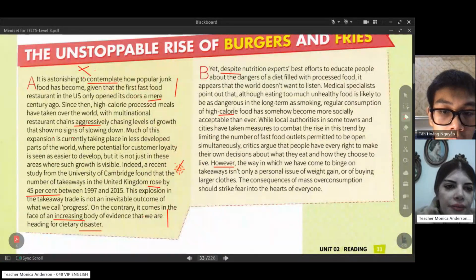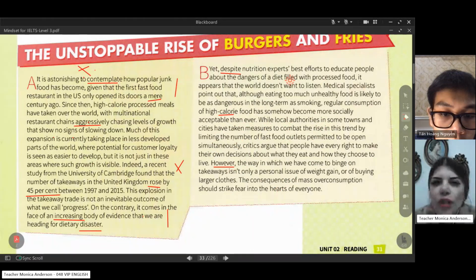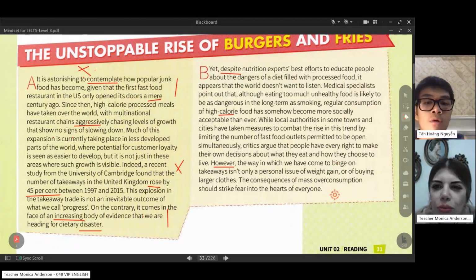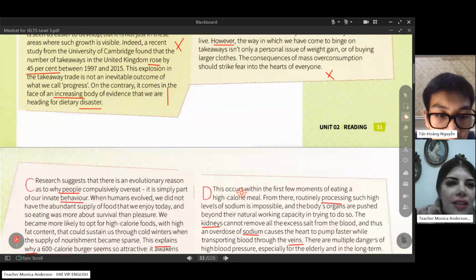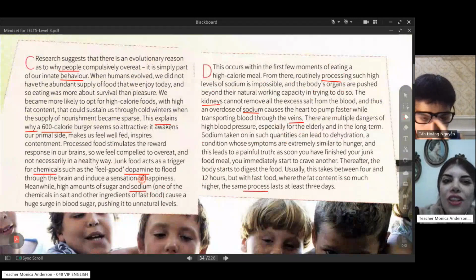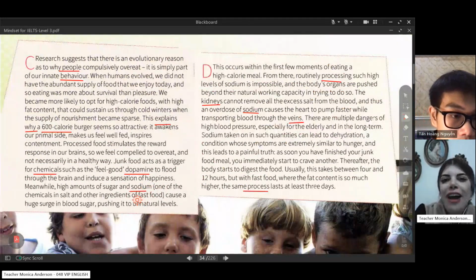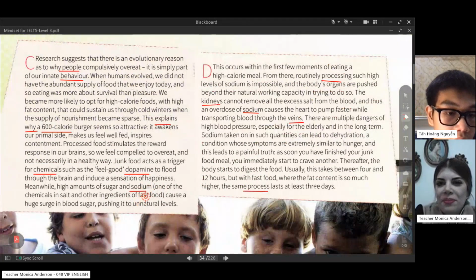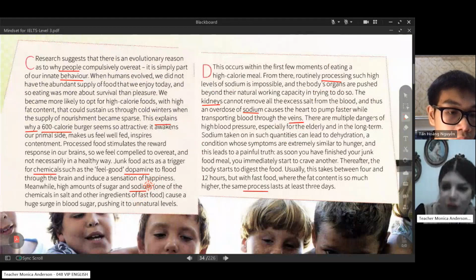Nothing here. Just try to look for the words. Nothing. See, I underlined the keyword, so it's really easy to find them. Dopamine, of course. So paragraph C.